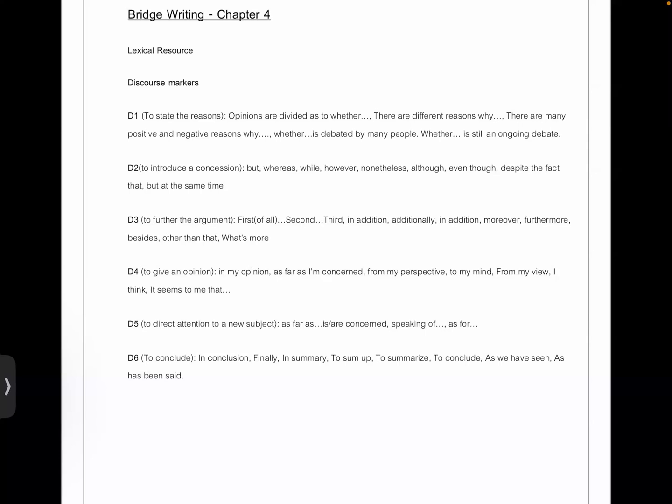Whether blah blah blah is debated by many people. So this is just an alternative to the first expression, opinions are divided as to whether. They can both be used to give subject of debate. And then we have whether blah blah blah is still an ongoing debate. So it's just another variation of an expression to give the subject of debate.